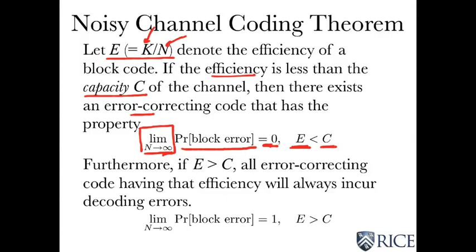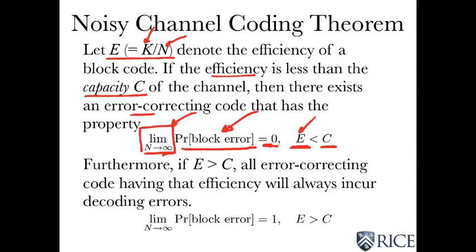I want to point out some things first, and that is this limit here means that the code word length is going to infinity. Since we're keeping the efficiency constant, that means more and more data bits are being used in the error correcting code. So this code word is going to get very, very long. But if you do that, despite what we may have been seeing, there exists an error correcting code out there such that you can make the probability of an error occurring in the recovered data block 0.